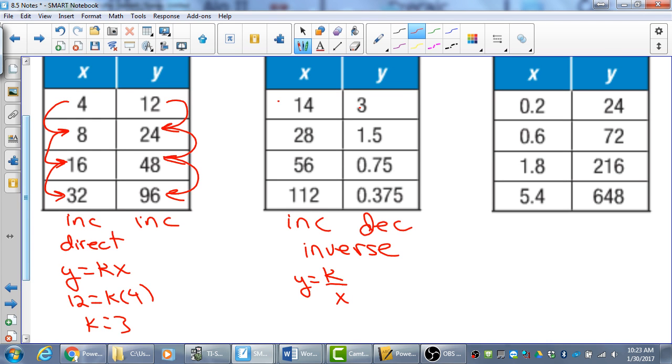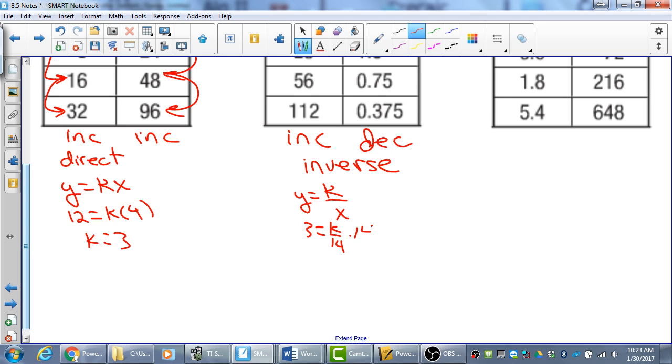Now I wouldn't use the decimals, I would use the nice numbers. So 3 is equal to k over 14. We have the x and we have the y. You multiply both sides by 14. And you get k is 42. K is 42.